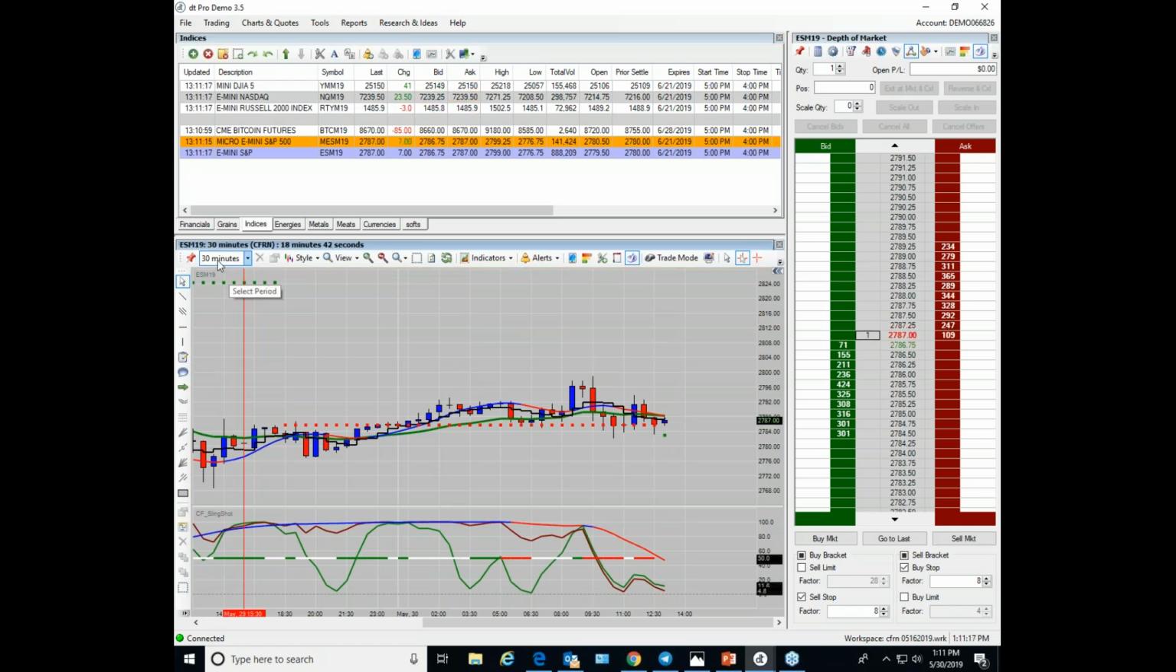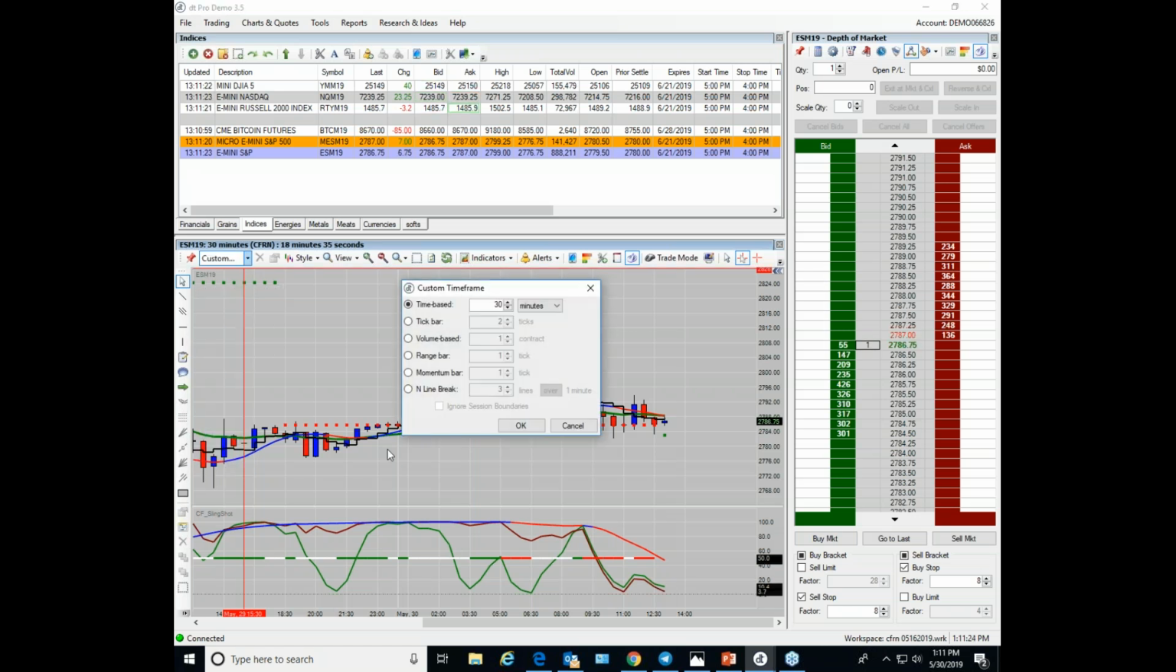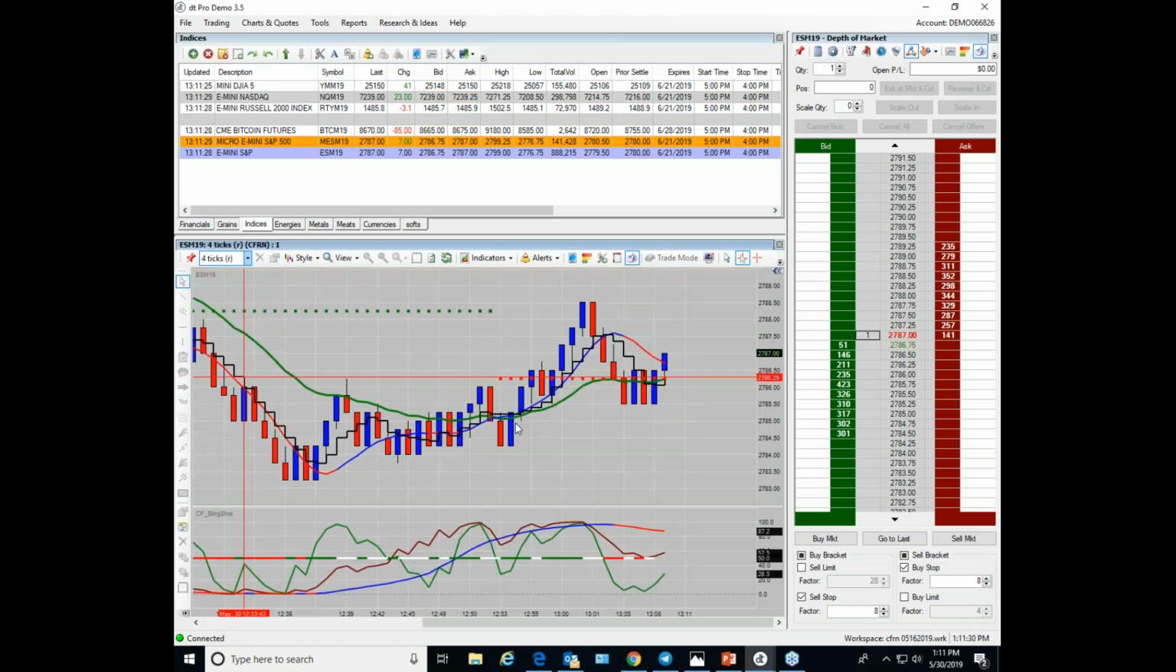So what you're going to do is, next to the time frame, hit the drop down box here. There's an arrow. Left click, hit custom and select range bar. Make that one look like 4. Okay. That is the 4-tick range. If you have the ES chart up, that is the S&P E-mini on a 4-tick range chart.